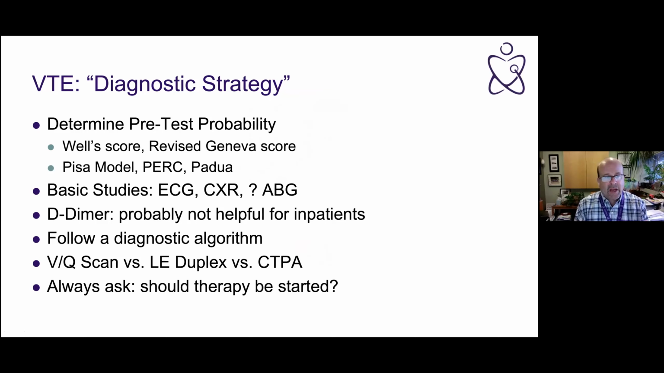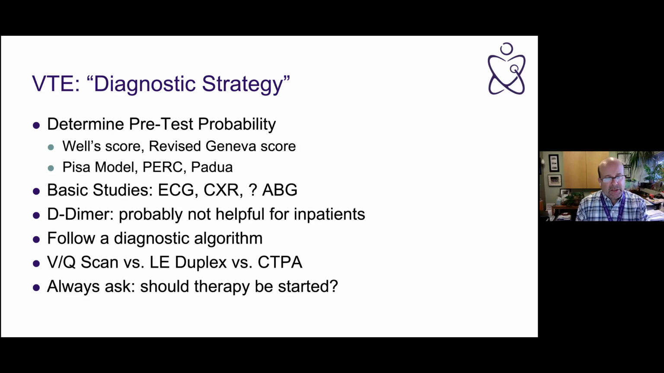So again, diagnostic strategy, determine your pretest probability. I've shown you Wells and the revised Geneva score, but there's the PISA model, the Padua model, the PERC model, which is used a lot by our emergency medicine colleagues. I find that almost a little too simplistic, but nevertheless, you'll find all of these in your iPhones under MD Calc. They're all in there, and just use one or two of them and get used to that one in particular. I actually don't know if there's data really saying one is much better than the other.